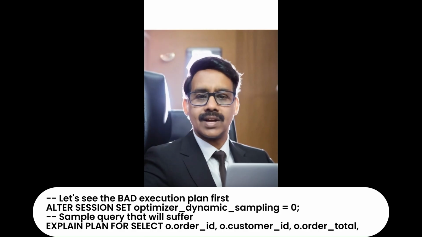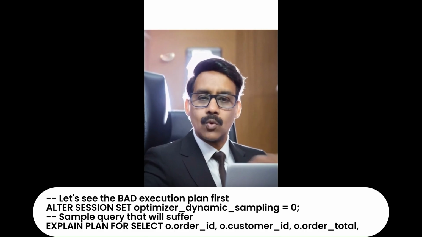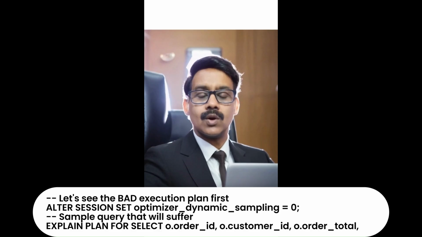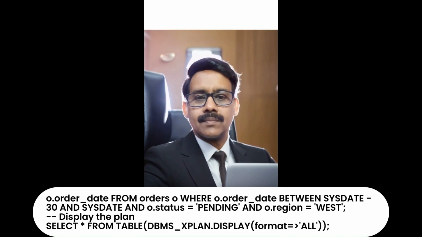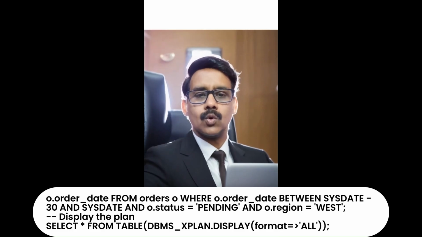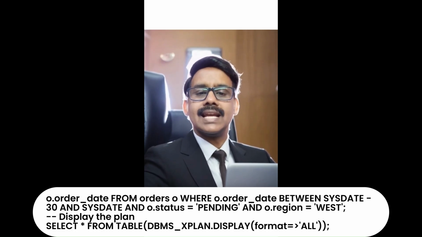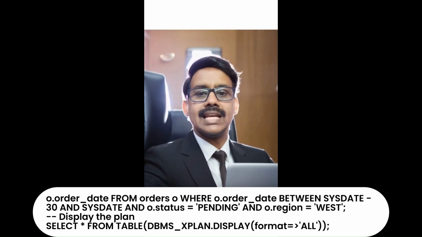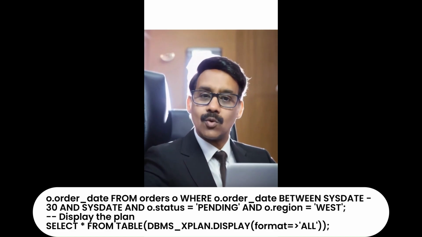Example of bad execution plan. Let's see the bad execution plan first. Alter session set optimizer_dynamic_sampling equal to 0. Sample query that will suffer: explain plan for select o.order_id, o.customer_id, o.order_total, o.order_date from orders o where o.order_date between sysdate minus 30 and sysdate and o.status equal to 'PENDING' and o.region equal to 'WEST'. Display the plan: select star from table dbms_xplan.display format equal to all.